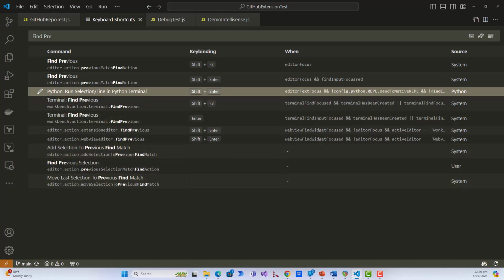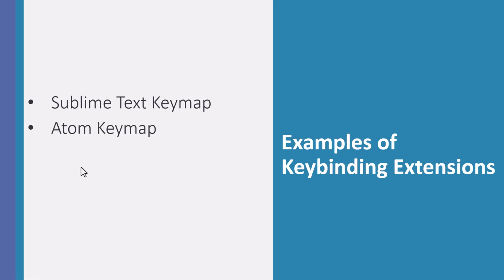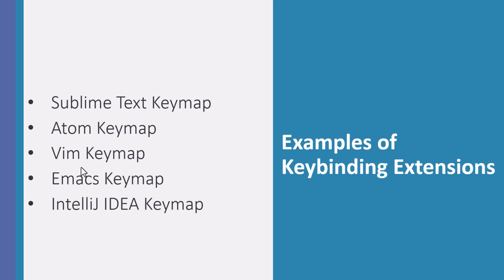So this shows how I install an extension of my choice, how I customize it by changing the key combination or resetting it to the earlier combination or removing it altogether. Now examples of some key binding extensions. Sublime Text Keymap, which you have already installed and seen how we can customize it. Atom Keymap, Vim Keymap, Emacs Keymap, and IntelliJ IDEA Keymap. Okay.